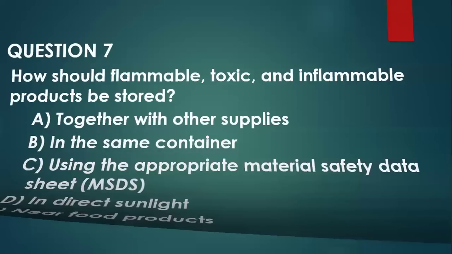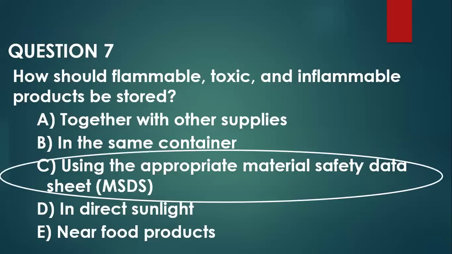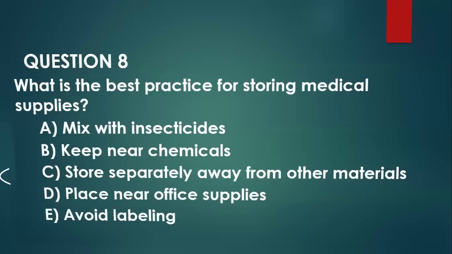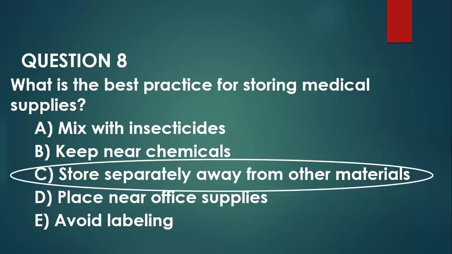Question number seven, how should flammable, toxic, and inflammable products be stored? Usually, there is something called an MSDS sheet, that is a material safety data sheet that contains all the instructions that you need for storing all these kinds of products. So question number eight, what is the best practice for storing medical supplies? If you're going to store medical supplies, give them their own space. So store them separately from other materials.